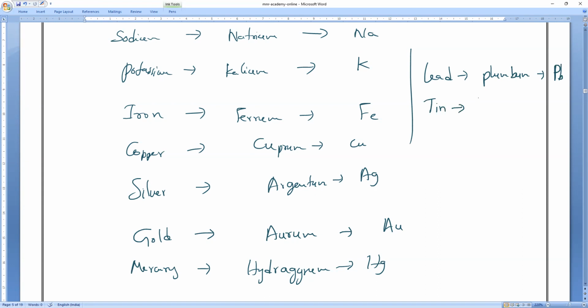Tin is stannum. Very, very important; 10th class and all will use it. Stannum, Sn. Next, antimony is stibium, symbol Sb. These are just examples I'm giving you. If you are interested, you can learn more than this also.